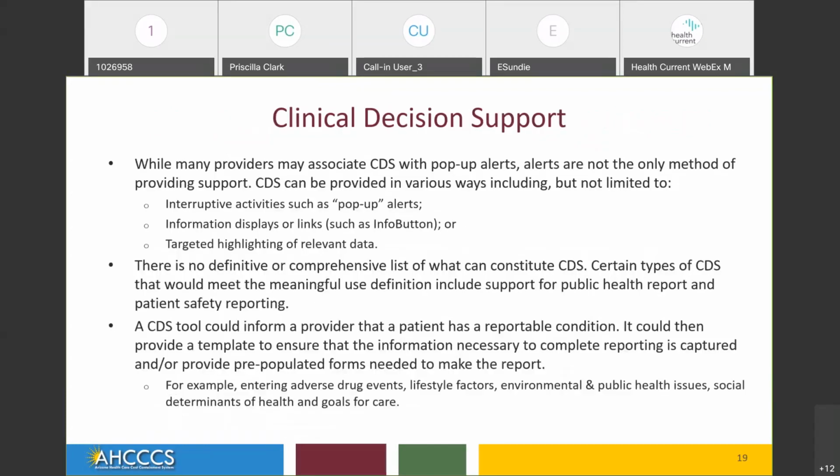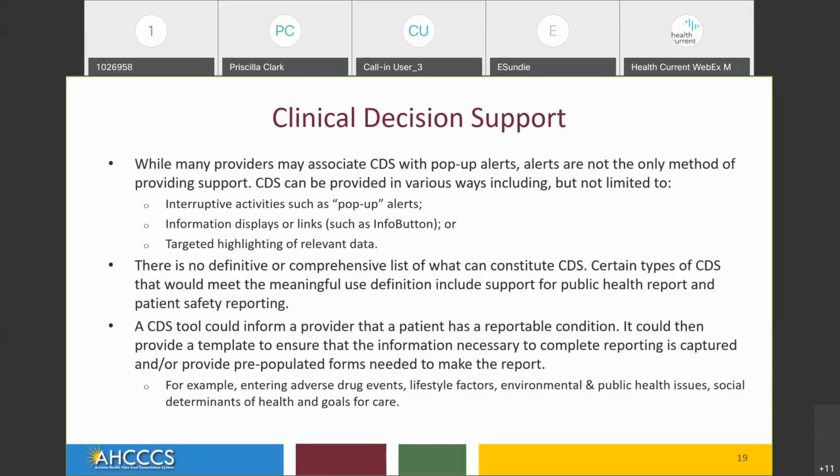While many providers may associate CDS with pop-up alerts, alerts are not the only method of providing support. CDS can be provided in various ways, including, but not limited to, the following: interruptive activities such as pop-up alerts, information displays or links such as an info button, or targeted highlighting of relevant data. There is no definitive or comprehensive list of what constitutes CDS.